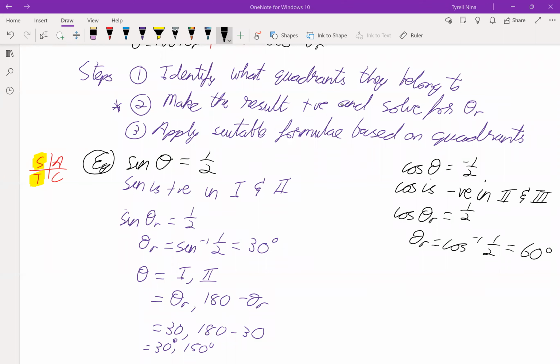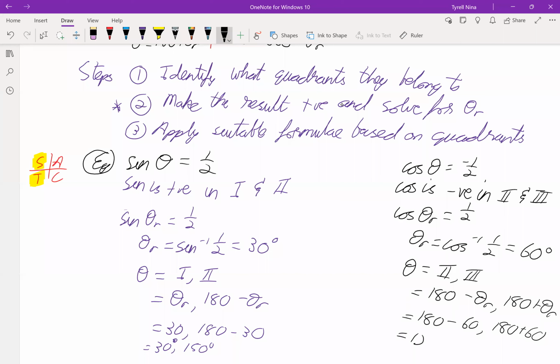So theta being in the second and the third quadrant would have the formula 180 minus theta r and 180 plus theta r, which is 180 minus 60, 180 plus 60, becomes 120 degrees, 240 degrees. Yeah, so this is where the second result comes into play, right? If you have something like that, the change for theta r, you always work it out as the positive value. Never forget that step, so that way you could apply the formula correctly.